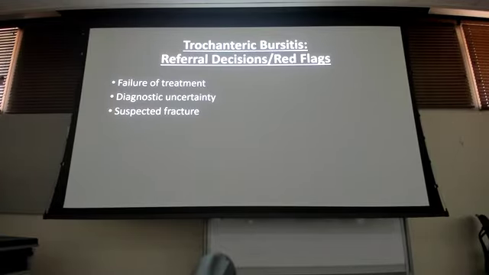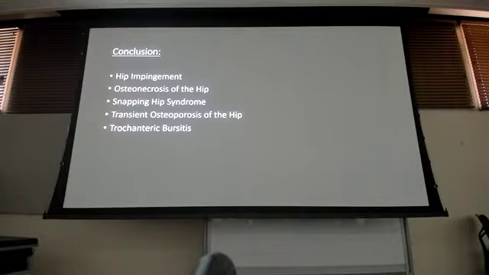Suspected fracture, that just makes sense. So in conclusion, we talked about hip impingement. We talked about all those anatomical landmarks and all the relevant anatomy. We talked about a cam deformity, that's the femoral head-neck junction. We talked about a pincer deformity, that is the acetabulum, and that's that overcoverage.